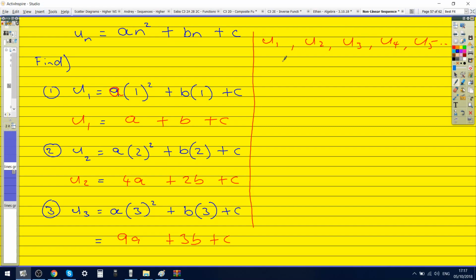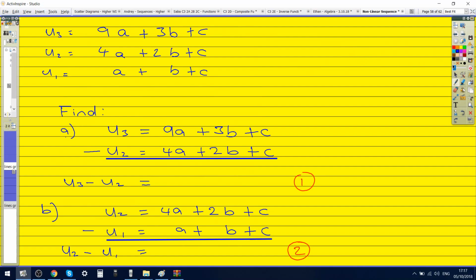The first difference is u2 take away u1, like term 2 take away term 1, or term 3 take away term 2, and that's how you do those. So for our answers, what is u3 take away u2? I have u3 on top and u2 on bottom. 5a add 1b, so 5a plus b. And how about u2 take away u1? 3a plus b. That's it. So that's the first difference.